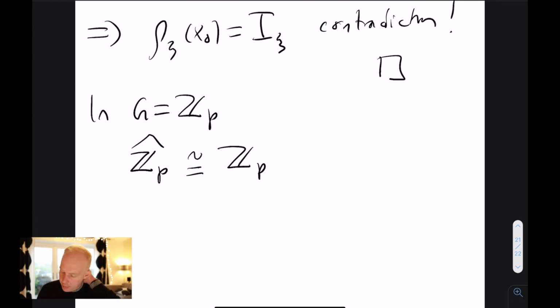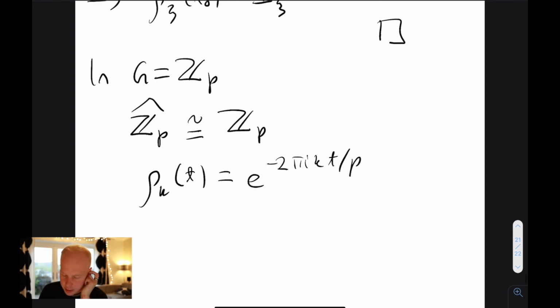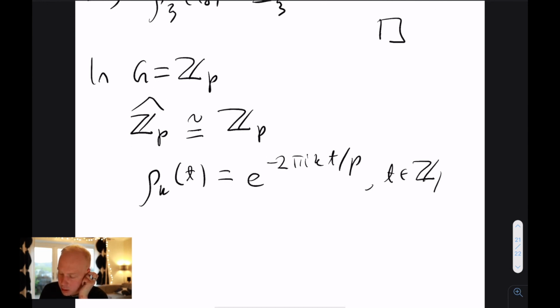In the sense that if you use the representations rho k, this would be the representations you would use in the group: rho k of t is equal to e to the power minus 2 pi i k t over p. You could use that t in Z_p to define the representations inside the group. They're basically just one complex number on the circle, and that's the way you can represent them. Each of the indices k is defined to be k in Z_p, so that would be the index set that you would have inside here.